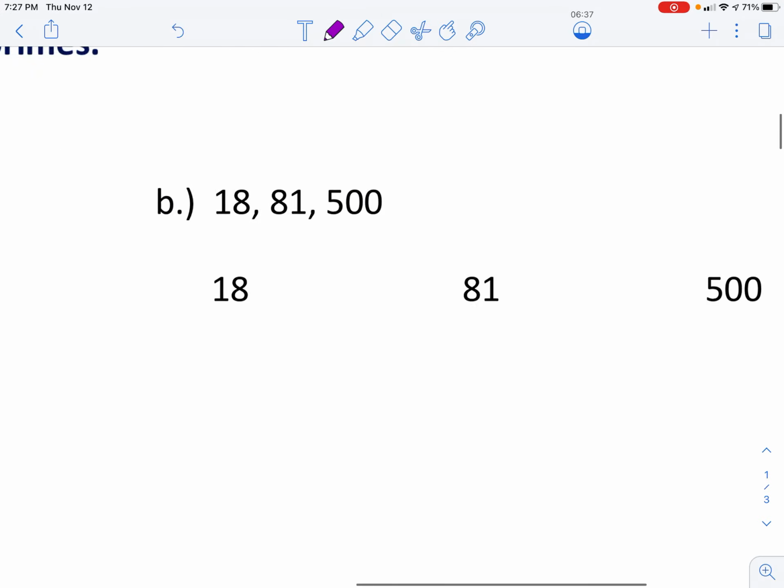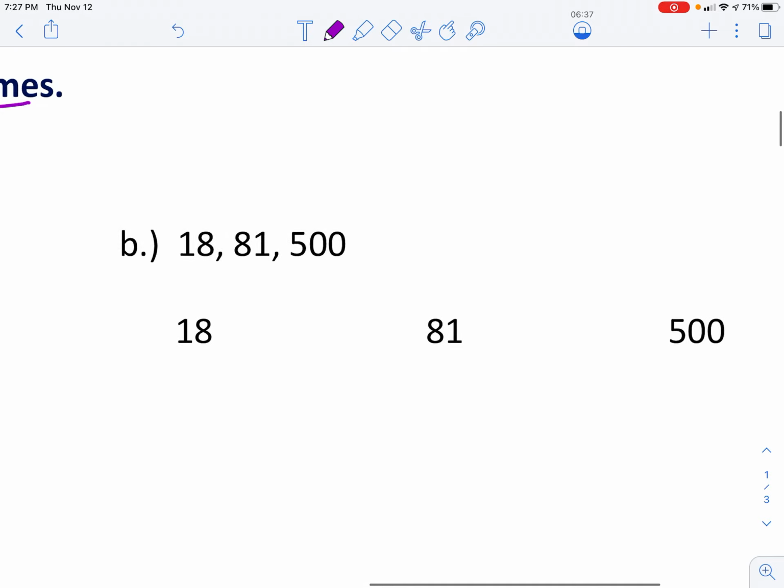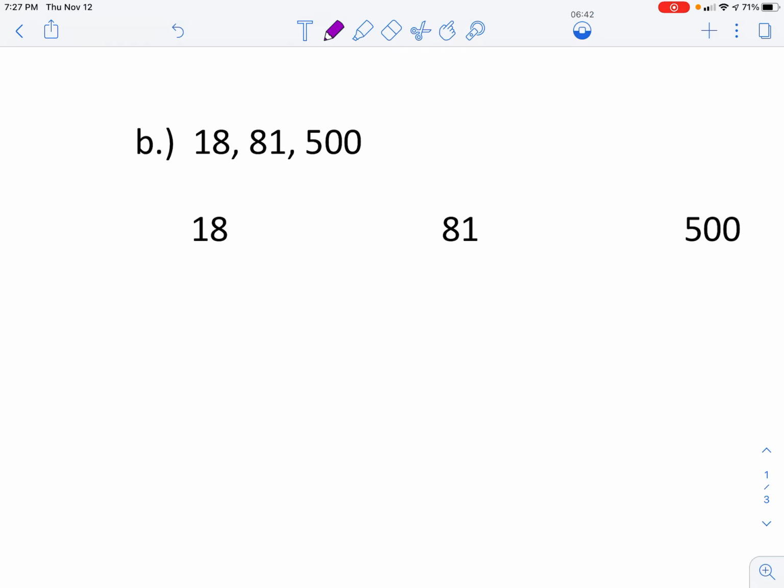Now here's another set of numbers. We have 18, 81, and 500. Let's use the prime factor tree once again. If you would like to pause the video to see what you come up with, at least to getting your factor trees done, and then come back and see how you did, you can certainly do that, or you can just stay tuned with me. That would be just fine too.